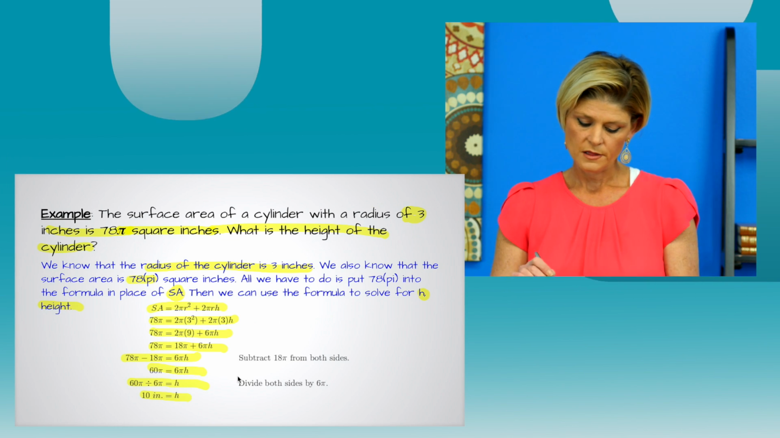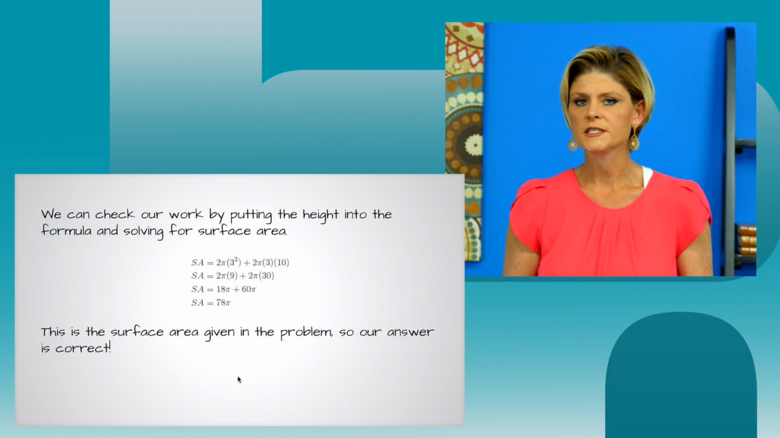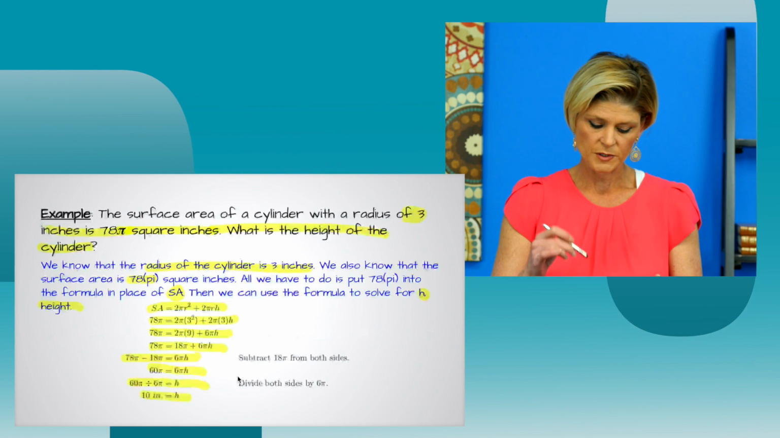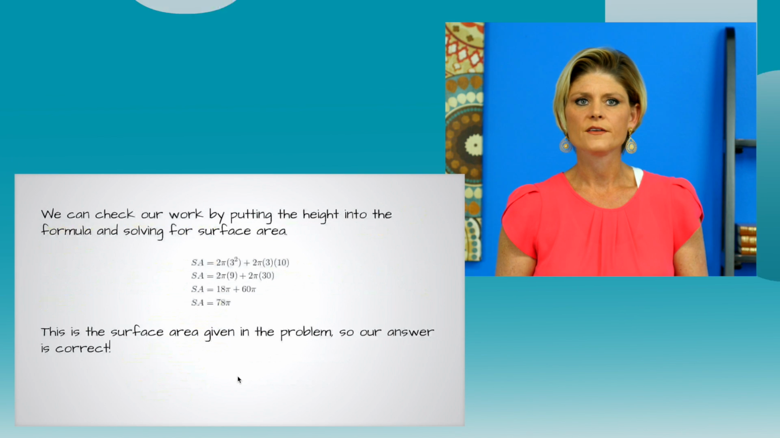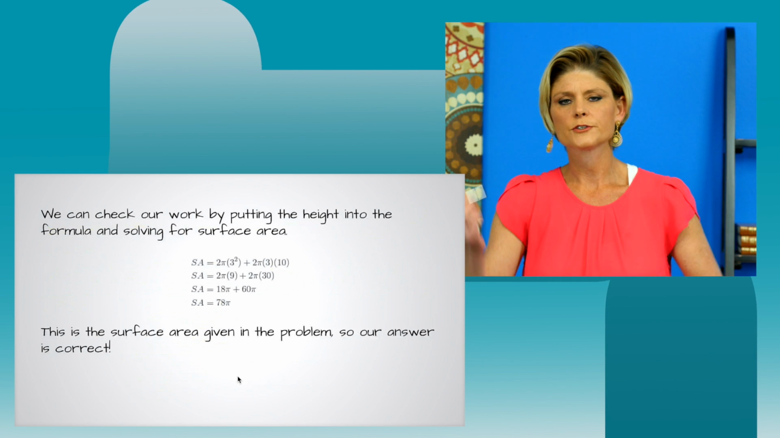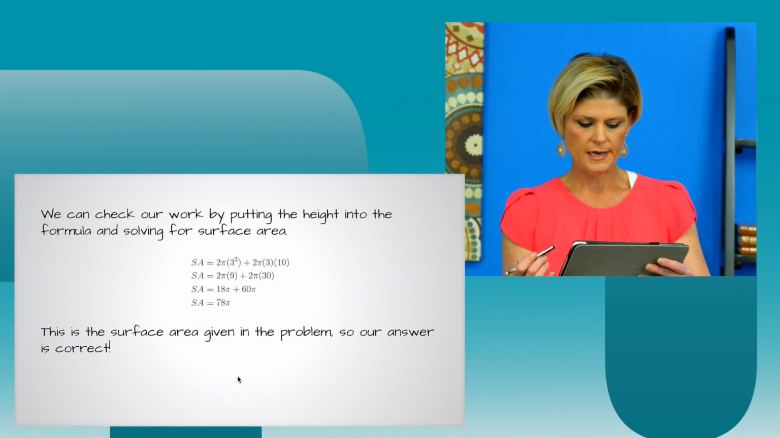Now, let's take a minute and find out if we did this correctly. The way that we do that is we put the height in that we've just solved for, and then we're going to solve for surface area, to make sure that when we check our work, the surface area numbers match up. So let's do that.